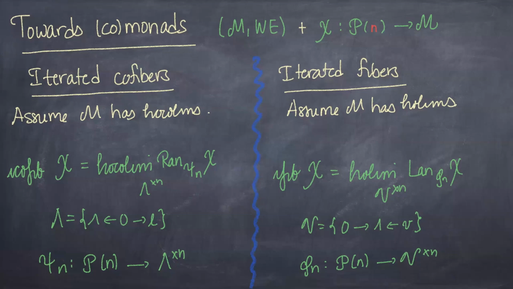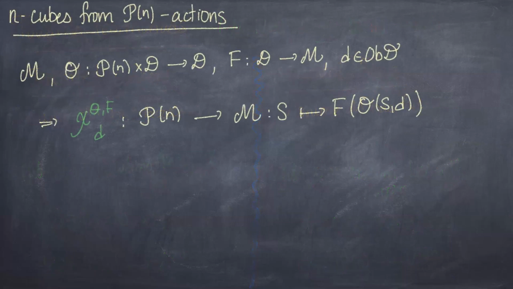All right, so now that we have these constructions of iterated fibers and iterated cofibers, this is a tool that we need in order to go from actions of P of n to monads or comonads. So let's see first how we can build an n-cube from a P of n action, without even thinking about the action part. So suppose we have a category M. We have, now just say a functor, we don't care about whether it's an action for the moment, Pn cross D to D, a functor F from D to M, and we're going to fix an object d in D.